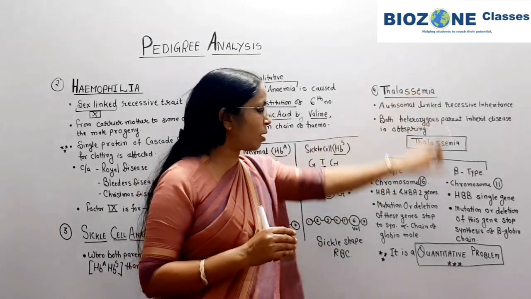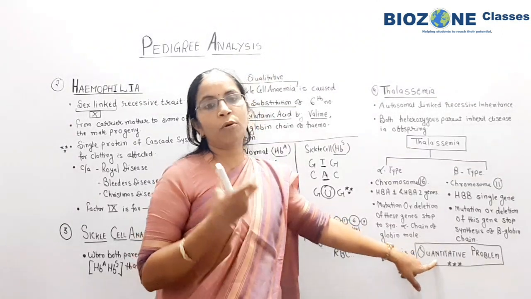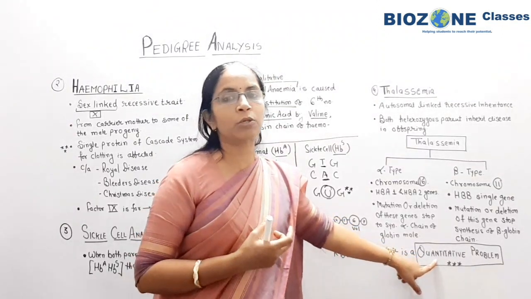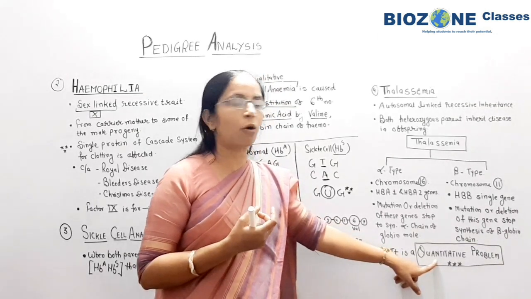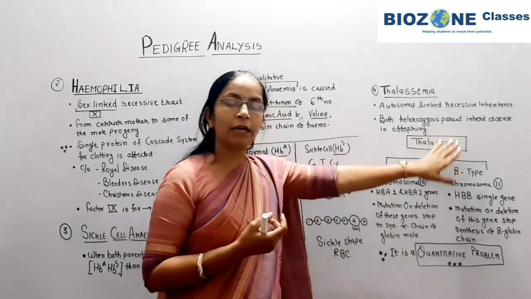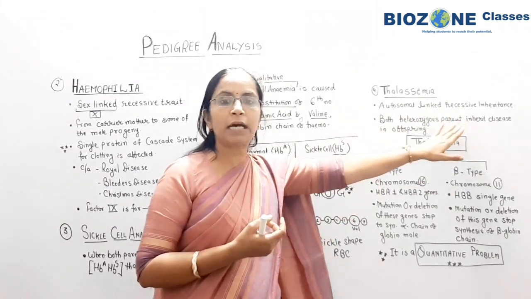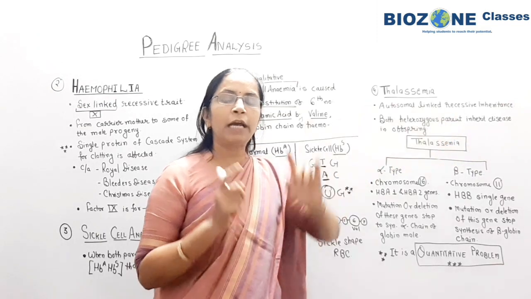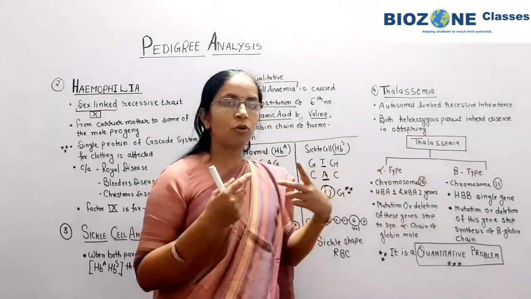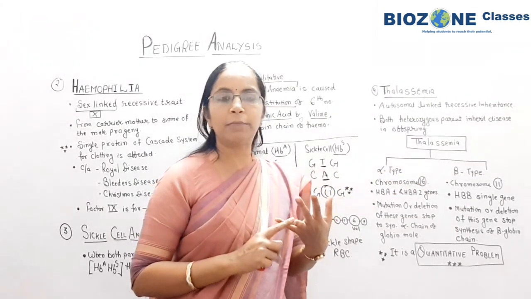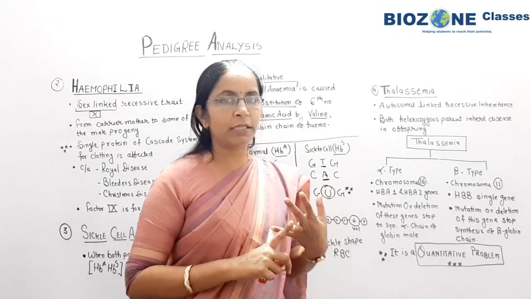Therefore, thalassemia is read as a quantitative problem, because when thalassemia is caused in a person, the synthesis of hemoglobin is automatically stopped. Now how does it take place? Again here, similar to sickle cell anemia, when both the parents are heterozygous for the disease, then only the progeny show this inheritance. After this, thalassemia is of two types, thalassemia A and thalassemia B, or it is called alpha thalassemia and beta type of thalassemia.